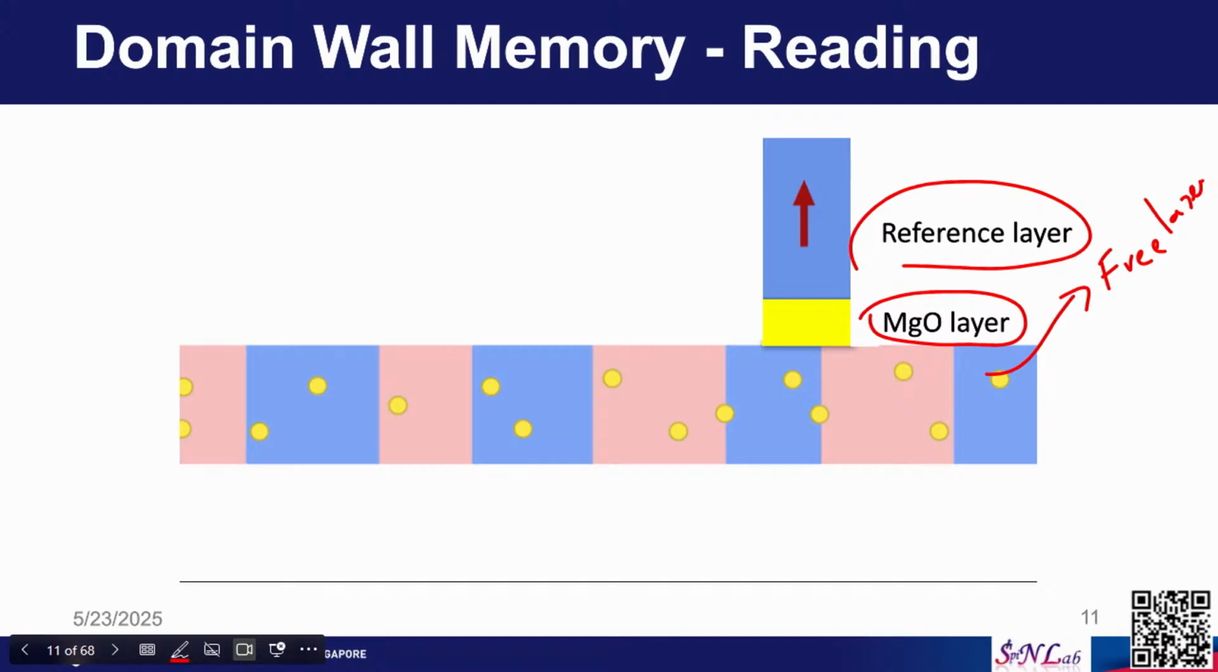At some point of time, let us say here, if the blue domain is completely here, then the blue domain means we have a parallel magnetization state, which gives rise to low resistance. Let us say this pink layer goes directly below the magnesium oxide, then we will have anti-parallel magnetization, so we will have high resistance. So, by depositing some magnesium oxide and a reference layer at one point of the domain wall device, we can move the domain walls and read ones and zeros.